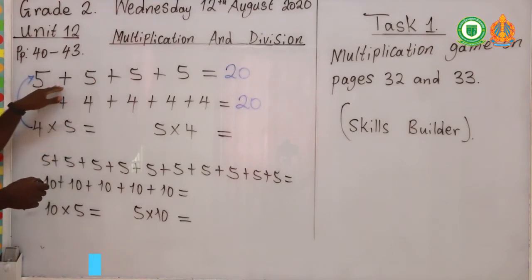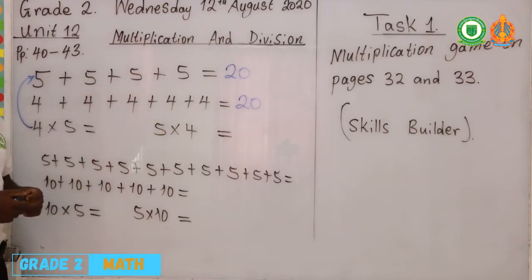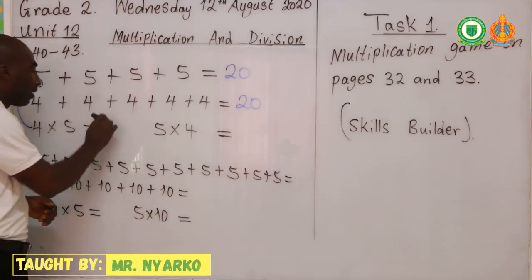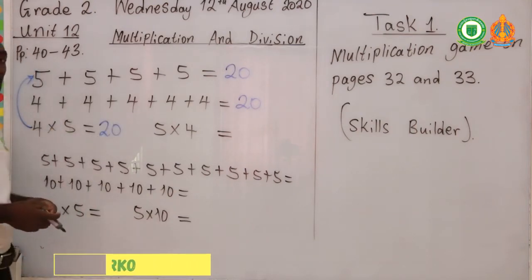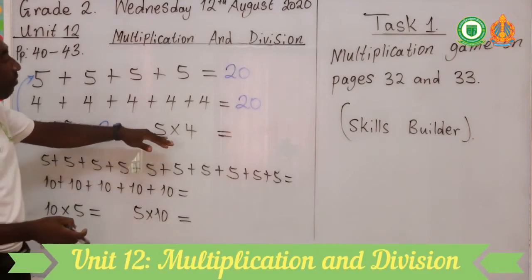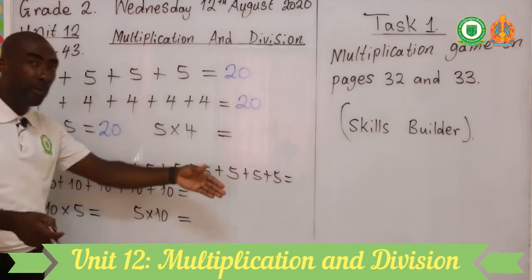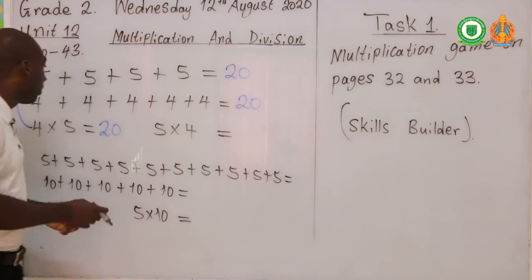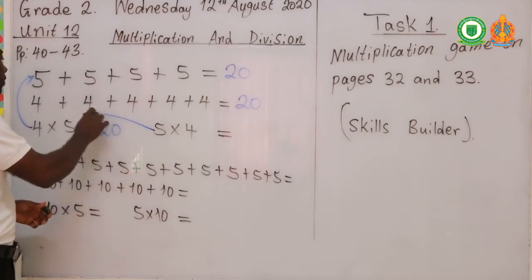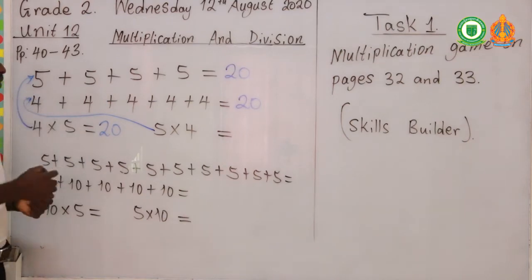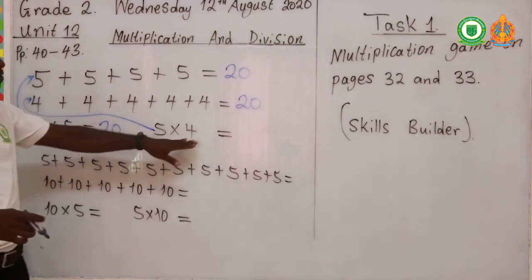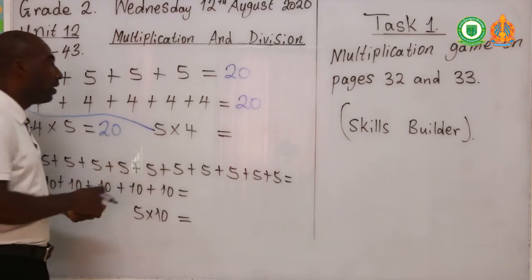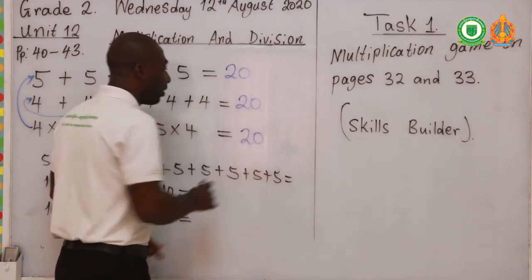So which means you have 5 in 4 folds. So this times this is going to give us 20. Now we have 5 times 4. That means your 4 is in 5 groups, so this will move to this one. That means you have 4 in 5 folds, okay? So 4 times 5 will also give us 20.